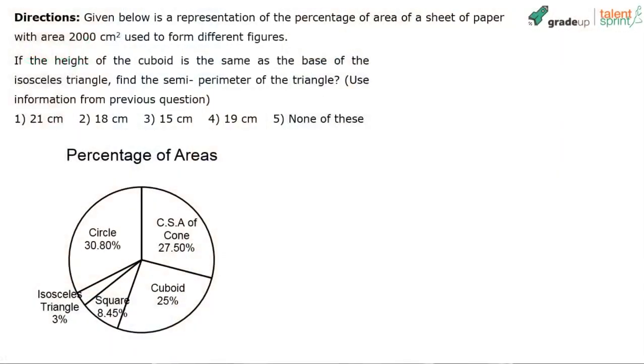The next question is on your screens now. One minute for the next question. See what it says. If the height of the cuboid is the same as the base of the isosceles triangle, find the semi-perimeter of the triangle. And he says use the information from the previous question.